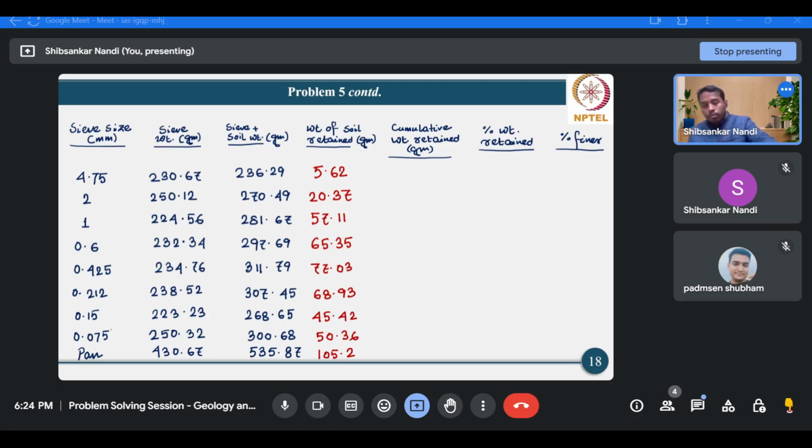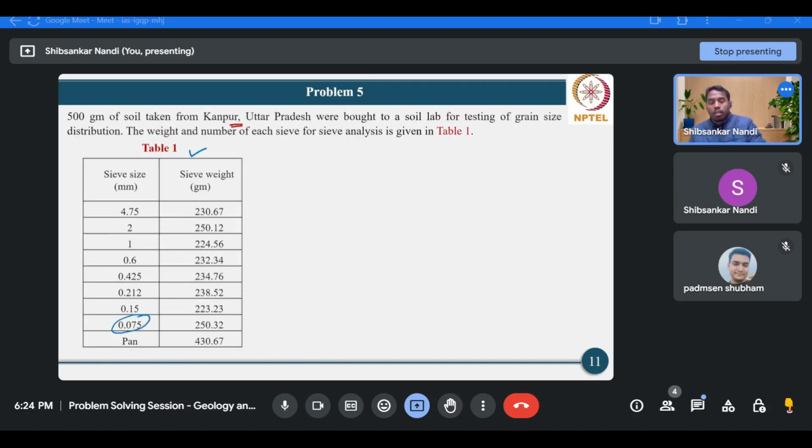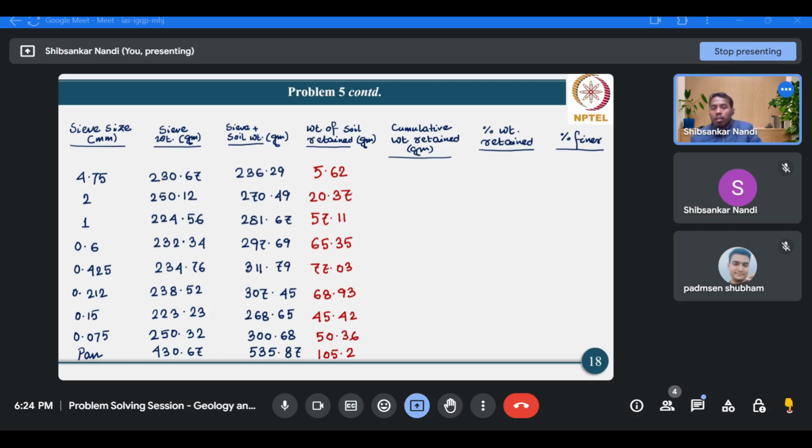Okay. So a total of 500 gram of soil is basically taken for this sieve analysis, and out of this 500 gram, these are the fractions which are retained on these sieve sizes, starting from 4.75 to 0.075 mm. Now what is the cumulative weight? The cumulative weight is the addition of the retained weight components that are coarser than the considered sieve size.